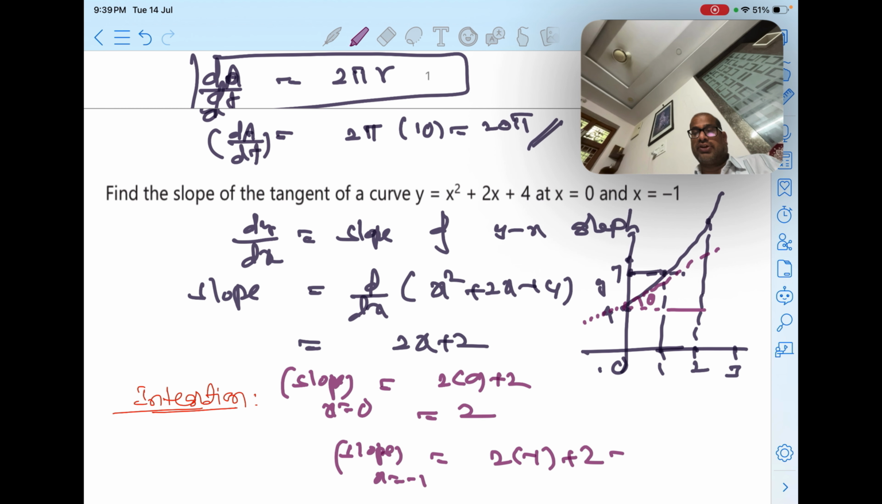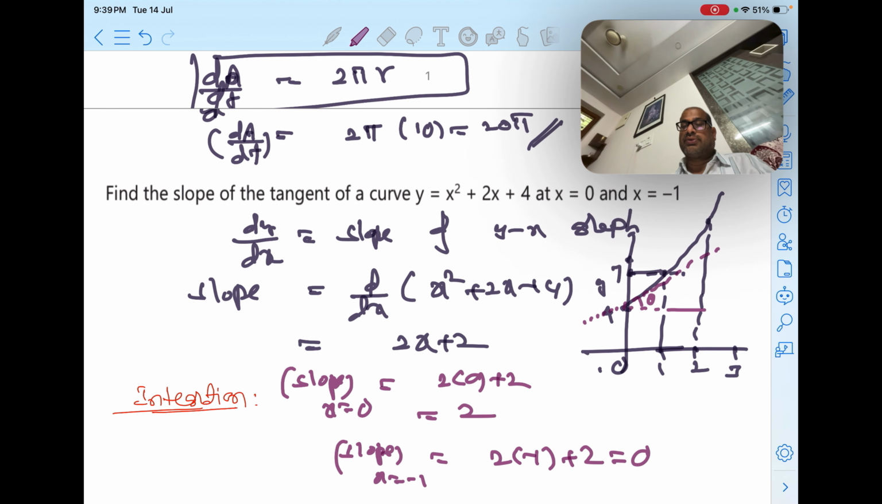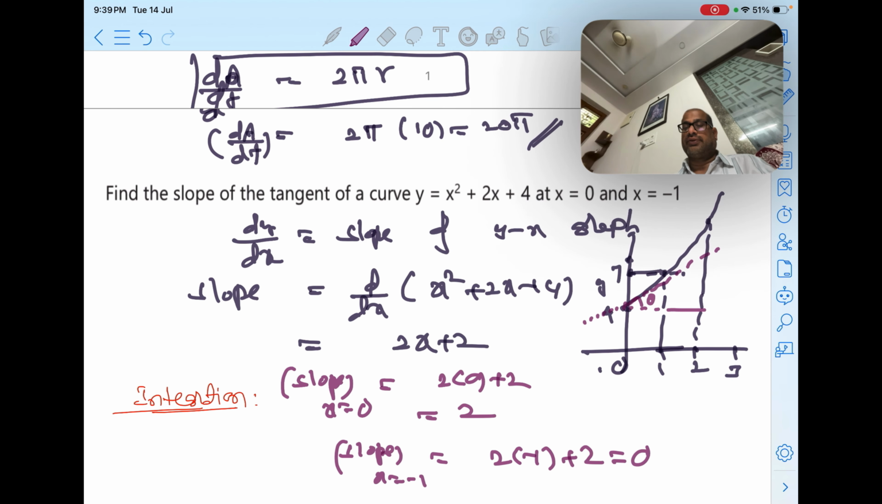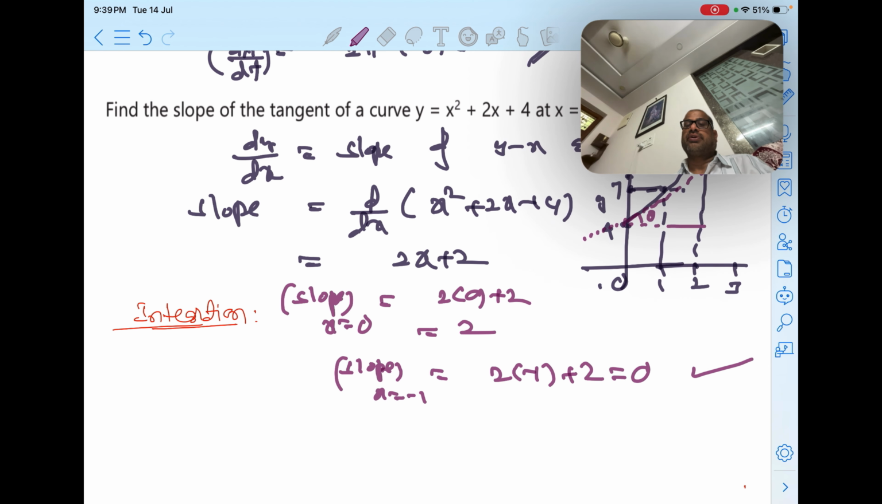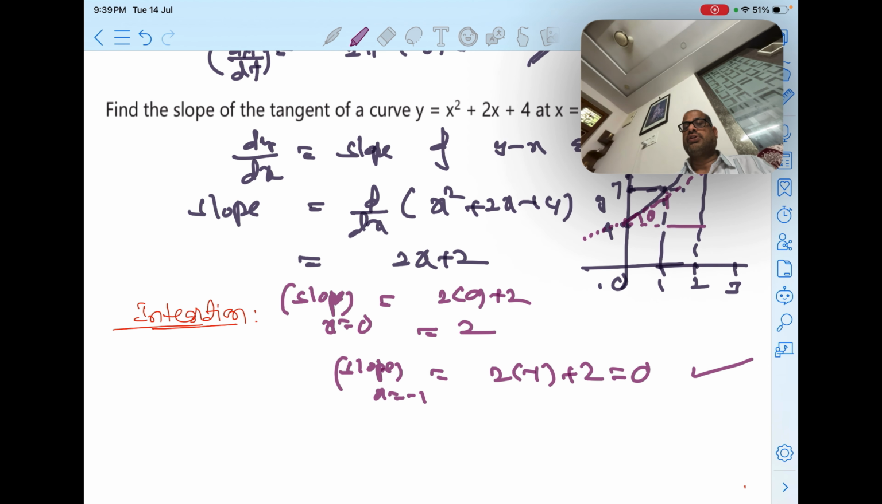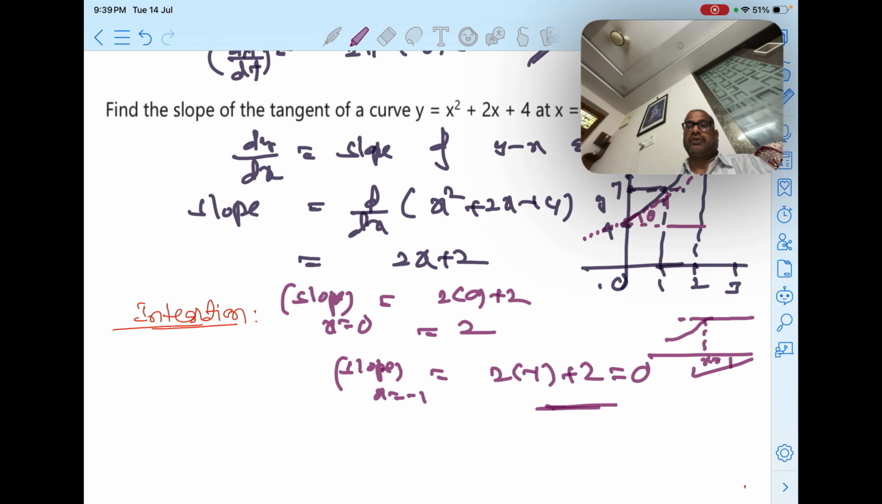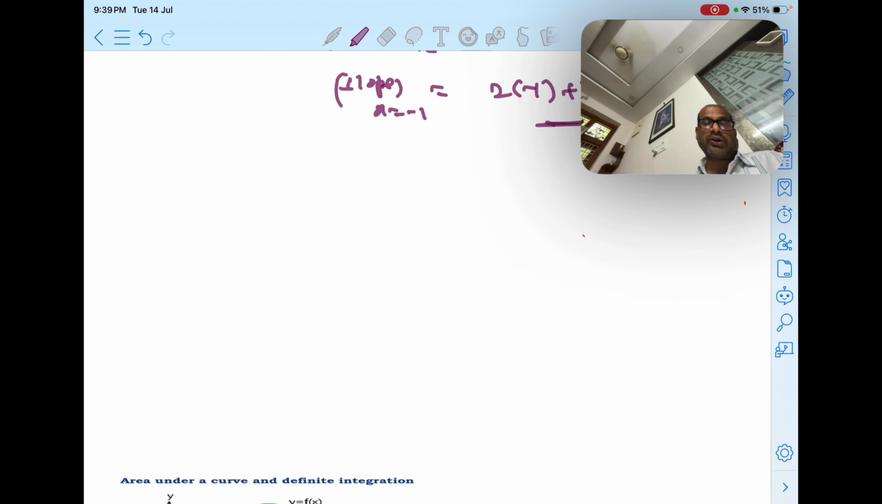So 2 into minus 1 plus 2 is 0. At x is equal to minus 1, the slope is 0. Slope 0 means what? The straight line becomes almost horizontal. So the graph is like this. If you draw a tangent at x is equal to minus 1, the slope becomes 0. I'll see how to find it.